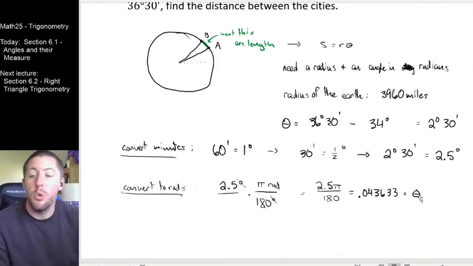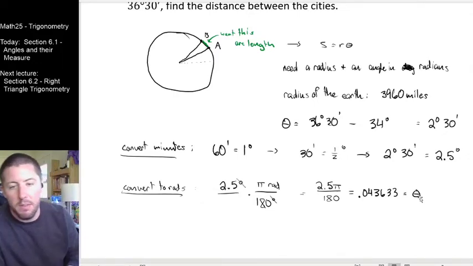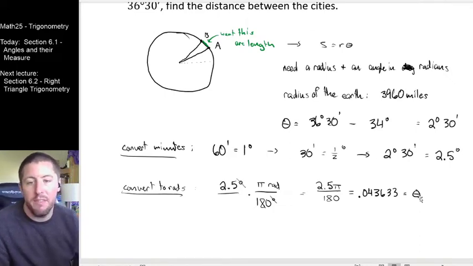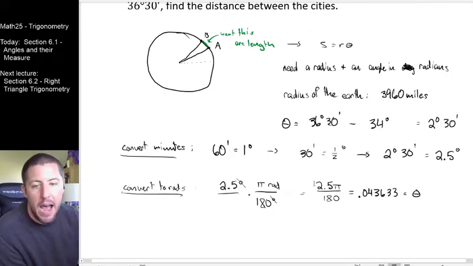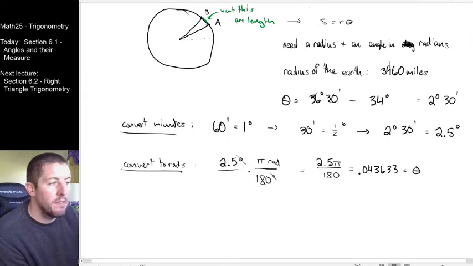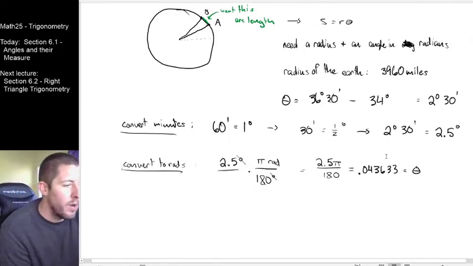And this is equal to our theta measurement right there, right? This is the number of radians that we have traversed if we have traversed 2.5 degrees. Those are equivalent to each other. So the good news is that we now have a radius for ourselves. We now have a number of radians for ourselves, so we can go ahead and answer the question now.